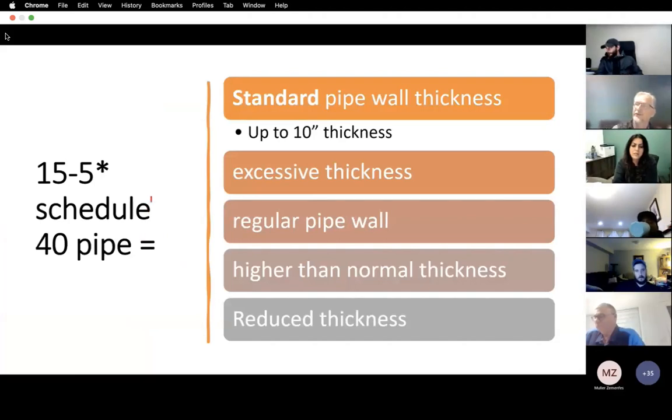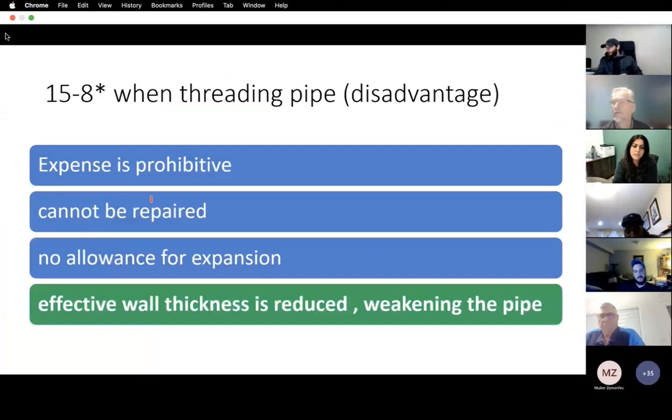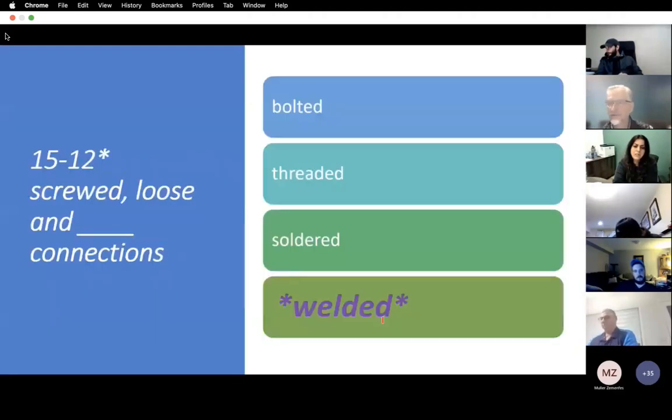Schedule 40 pipe, standard pipe wall thickness up to 10 inch. So up to 10 inch, the thicknesses are equal, standard wall and 40. Beyond 10 inches, it's somewhat different. What happens when you thread pipe? Not a favorite method for industrial piping. Wall thickness is reduced. Correct. Yeah. We don't want to have weaker pipe.